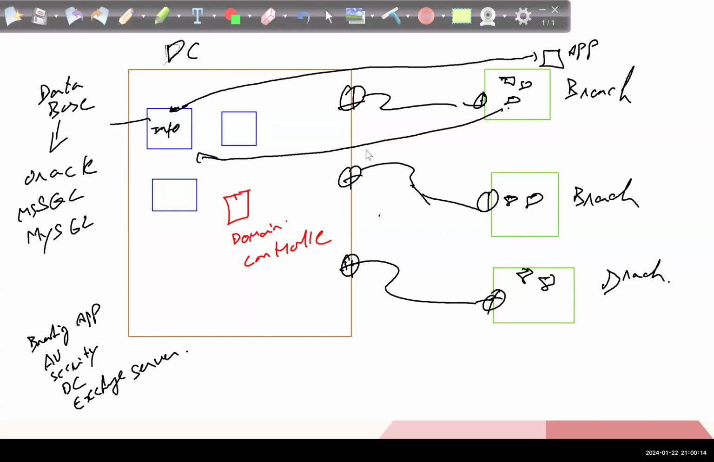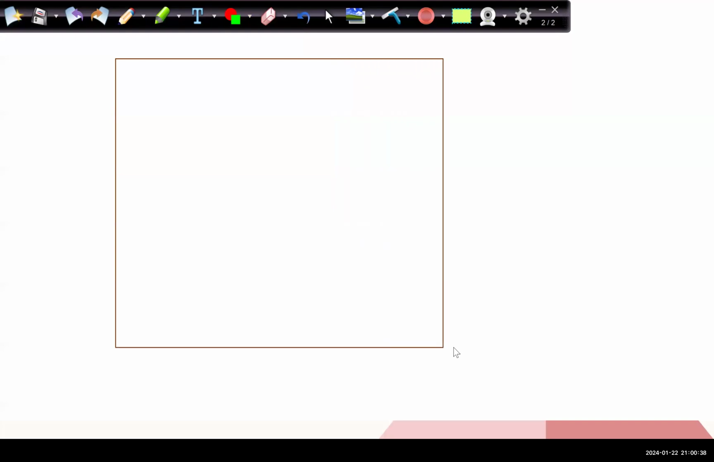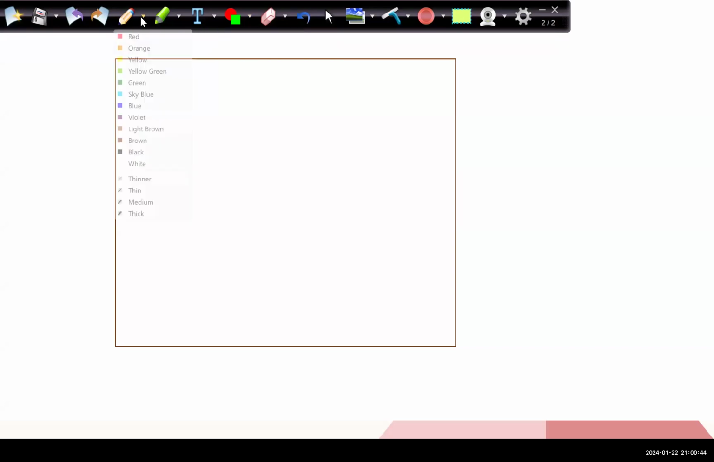Now we are clear with what is centralized management system now and what is a data center at a very basic level, right? Let's move on now. Now let's purely talk about the data center, all right? Okay, here we go. Okay, so let's build a data center, all right, of our company, right?